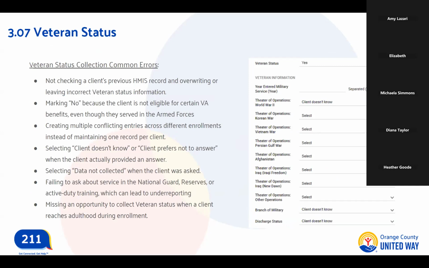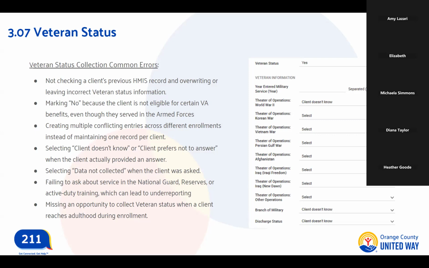Veteran status collection common errors. Not checking a client's previous HMIS record and overwriting or leaving incorrect veteran status information. Marking no because the client is not eligible for certain VA benefits, even though they served in the armed forces. Creating multiple conflicting entries across different enrollments instead of maintaining one record per client.